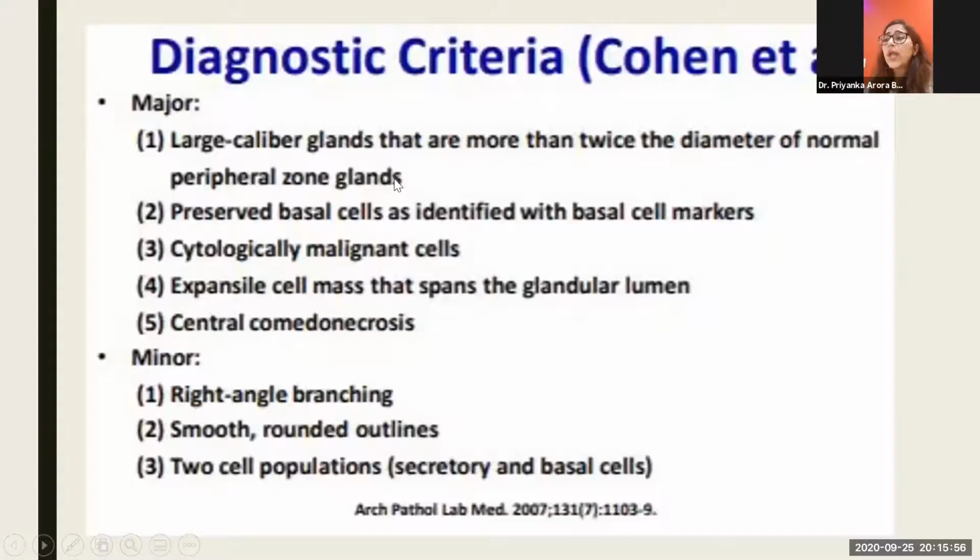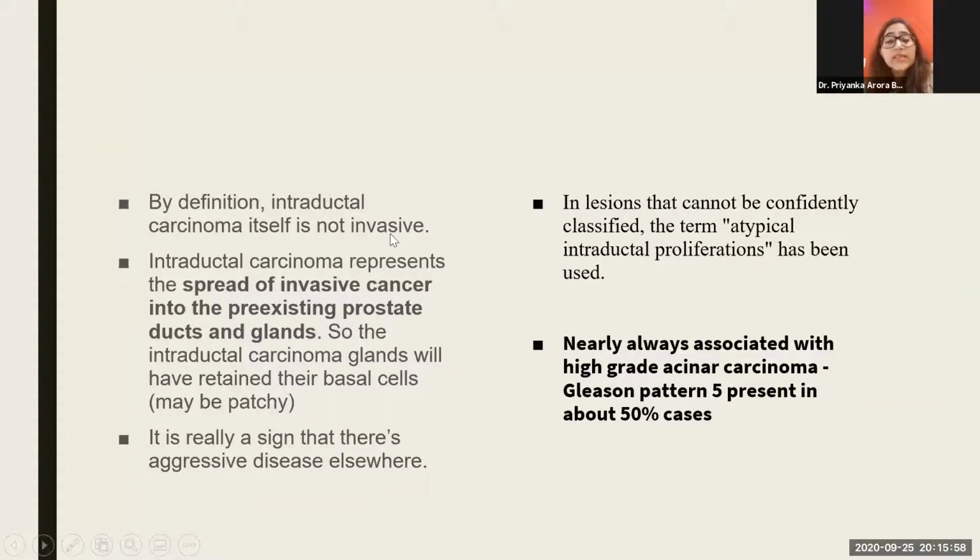So by definition, intraductal carcinoma is not invasive in itself. What is intraductal carcinoma basically? It is a tumor that is very, very malignant, highly invasive. Usually 50% of these tumors are high grade Gleason score 5 tumors, and they find their way into the large ducts. Okay, so from the smaller acini, they have reached the large ducts, and now in the large duct, they are expanding the ducts.